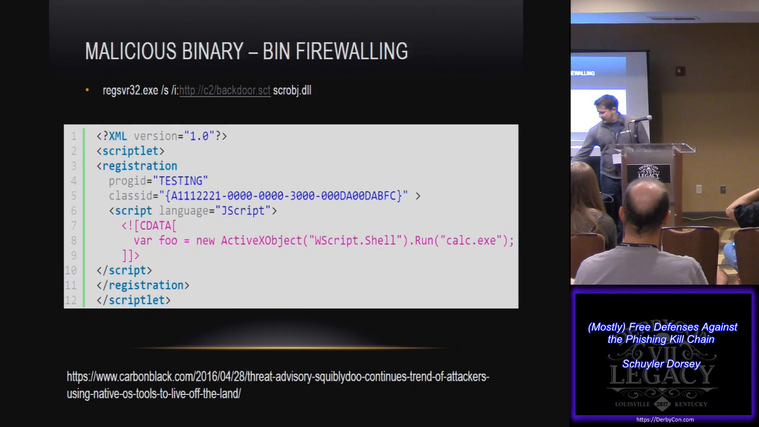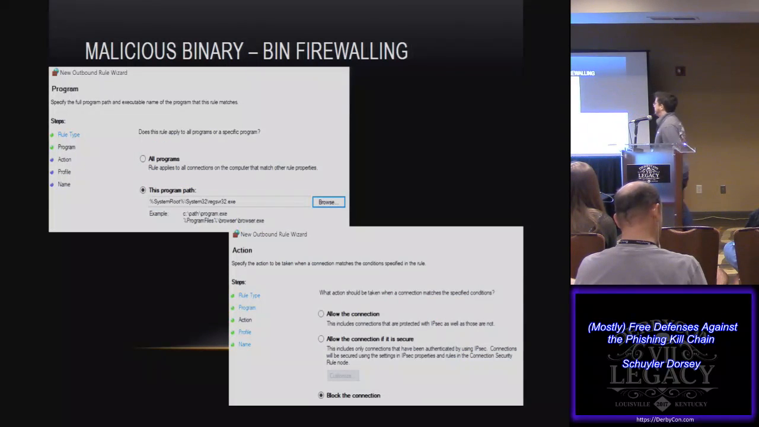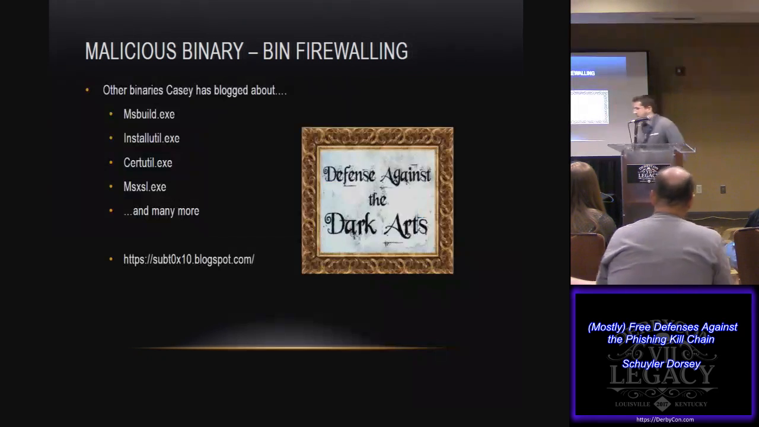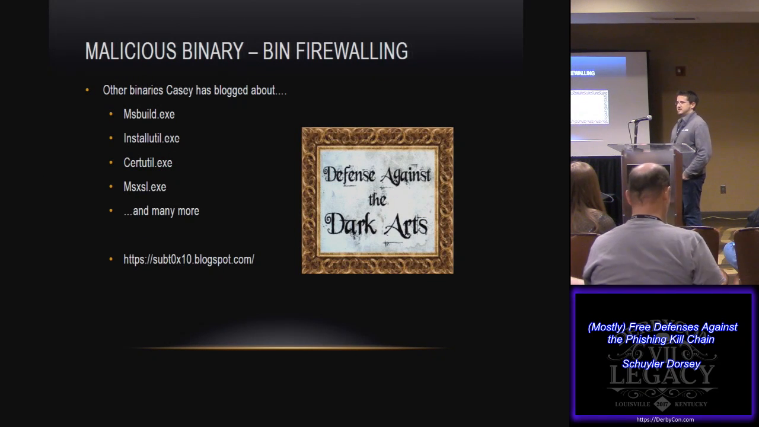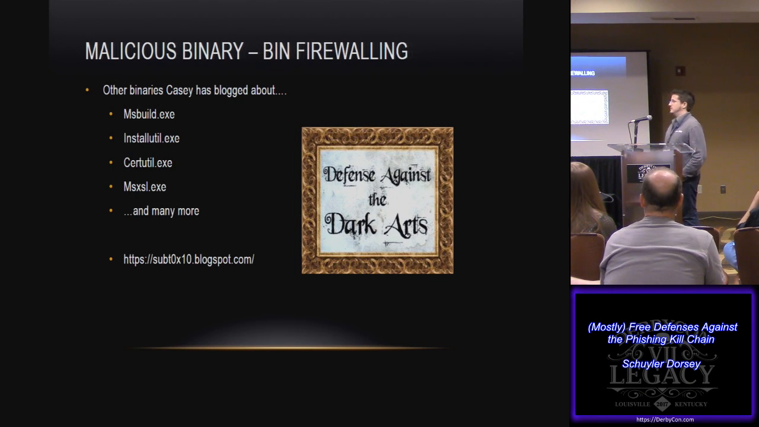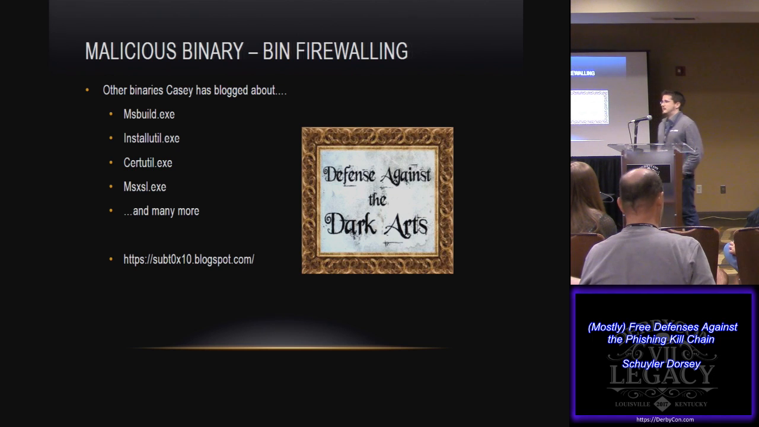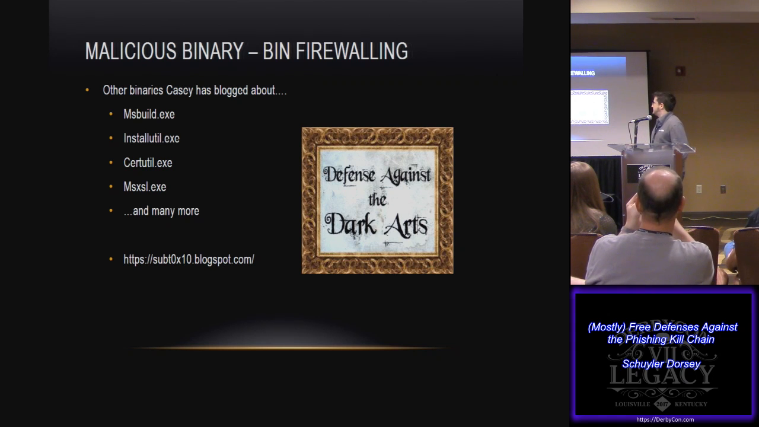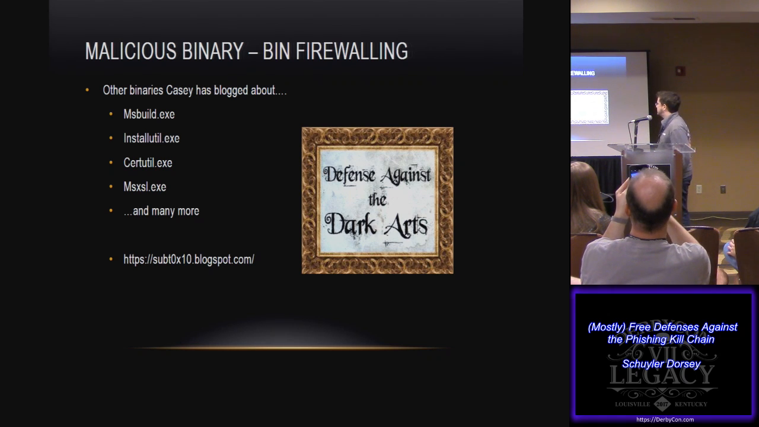So one easy thing we can do to help prevent a lot of these is, within group policy, you can set a Windows firewall rule that says Regsvr32 isn't allowed to make network connections. There are actually several other binaries that he has found which have the same functionality, so I would recommend going through it and doing it on as many of these as possible. There's his blog right there if you want to read more about some of the attacks. But that's an easy low-hanging fruit that would have prevented some of those attacks.